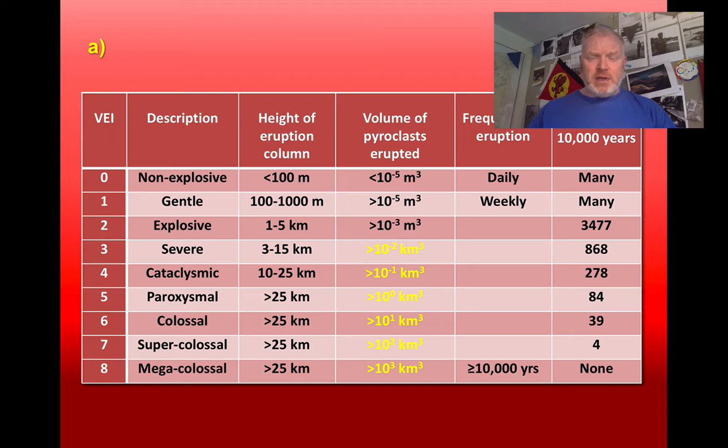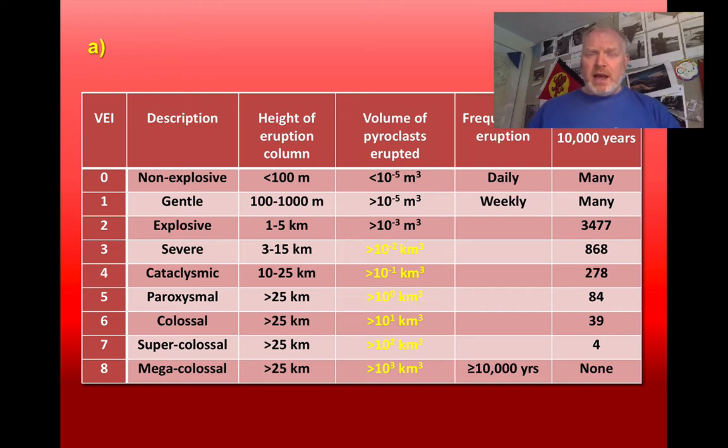A 5 is more than 10 to the 0, which is 1 cubic kilometer. A 6 is more than 10 to the power of 1, which is 10 cubic kilometers. A 7 is 10 to the 2, so that's 100 cubic kilometers. And an 8 is more than 10 to the 3, which is 1,000 cubic kilometers. Just a vast amount of material. Okay, so that's question A.